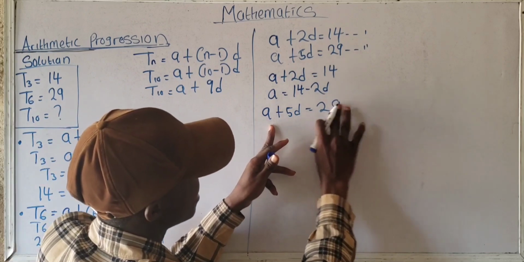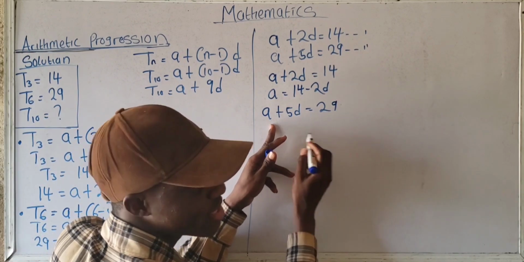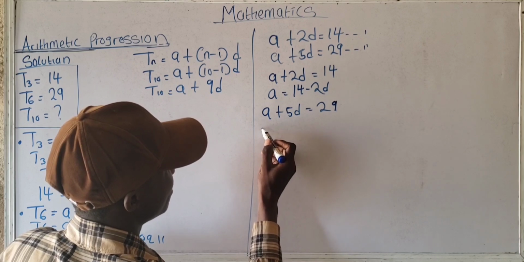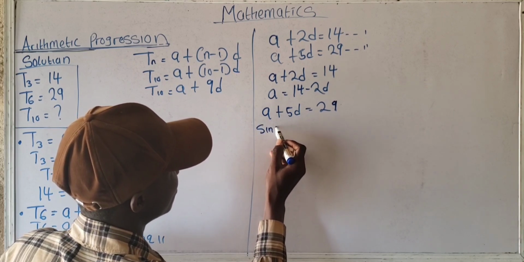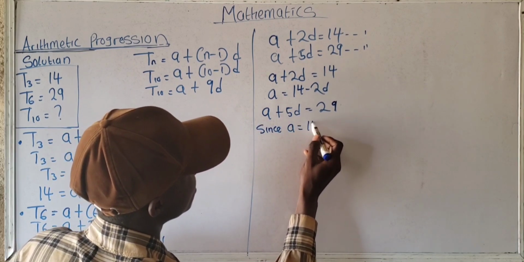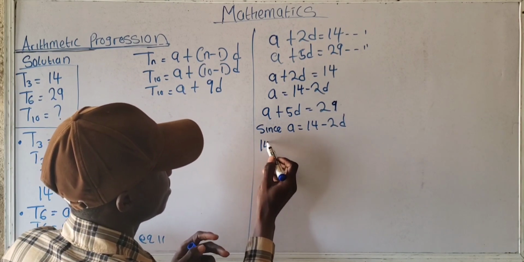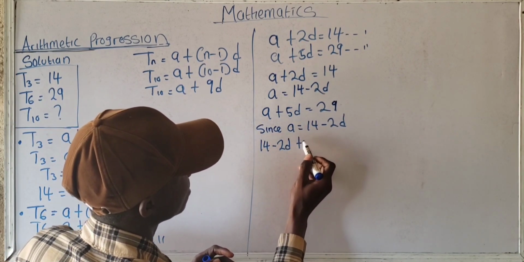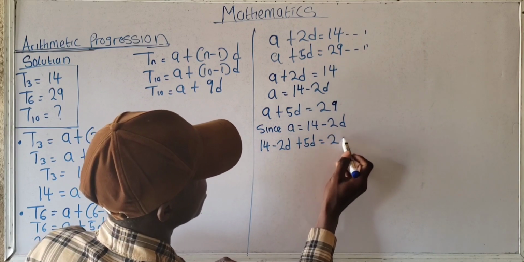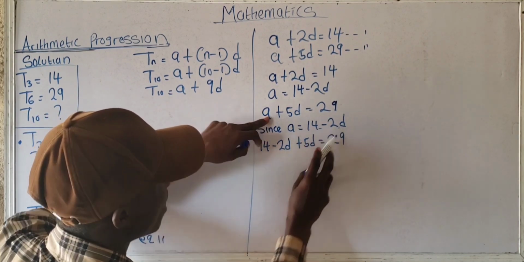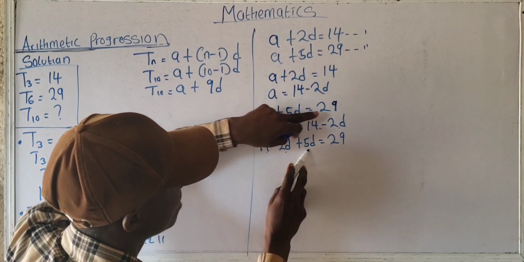So here I'm going to have this. Since A equals 14 minus 2D, I'm going to have 14 minus 2D plus 5D equals 29. Do you know what I did? I replaced A with 14 minus 2D. So I have 14 minus 2D plus 5D equals 29.